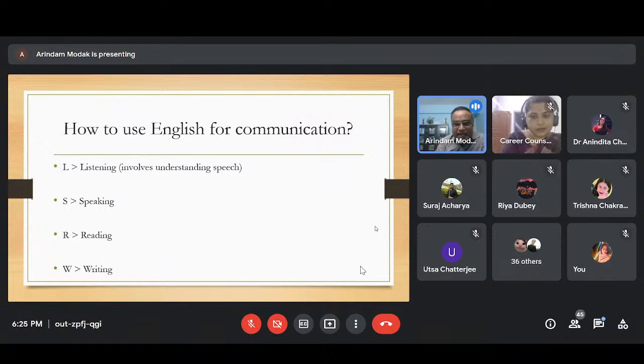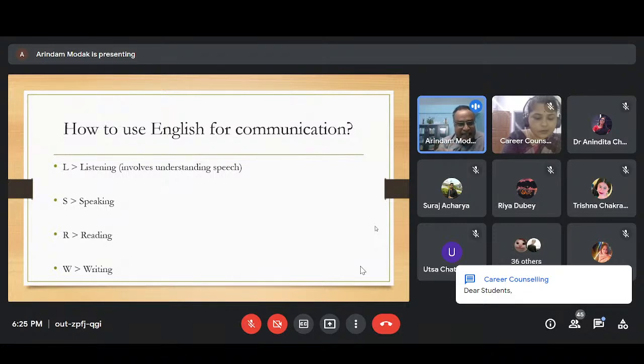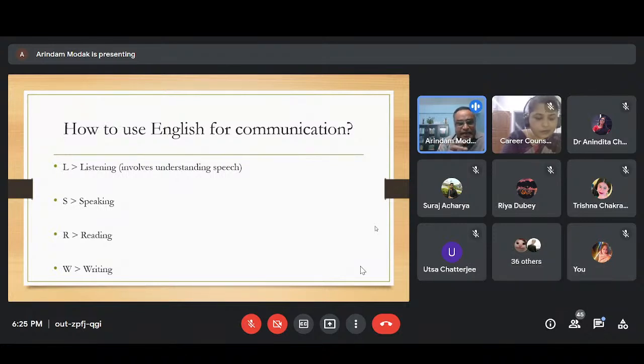Like your mother tongue, you first fell in love with its sounds. That means you first acquired the skill of listening. And once you loved those sounds, you started speaking. First we acquired the skill of listening, then speaking. So listening is nothing but understanding the sounds that are produced in a language. And once we begin to understand those sounds, we ourselves try to produce them so that some communication is there, so that some meaning is there. In a meaningful way, we produce those sounds. So that is the skill of speaking.